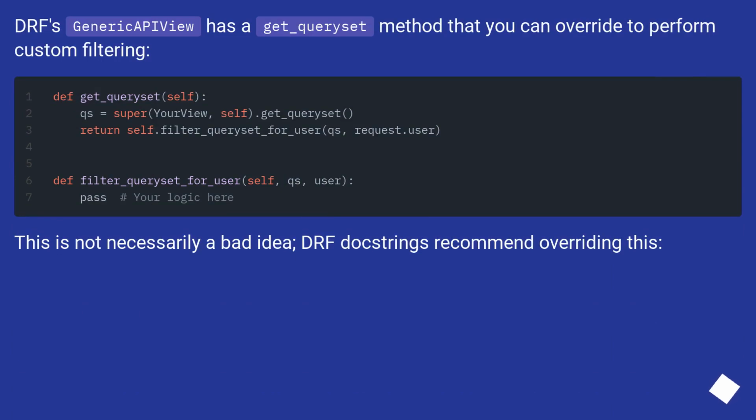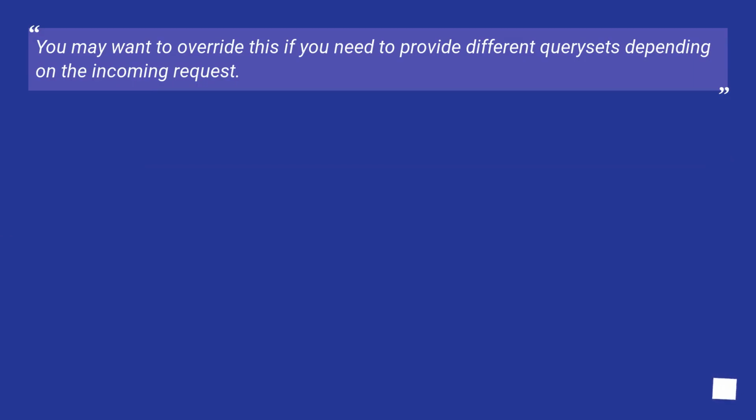DRF's generic API has a get_queryset method that you can override to perform custom filtering. This is not necessarily a bad idea. DRF docstrings recommend overriding this. You may want to override this if you need to provide different query sets depending on the incoming request.